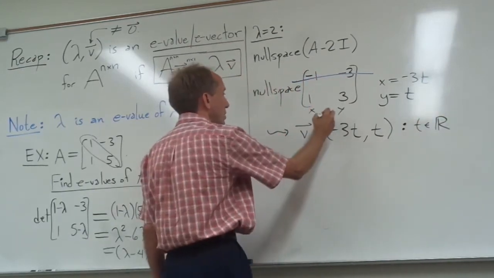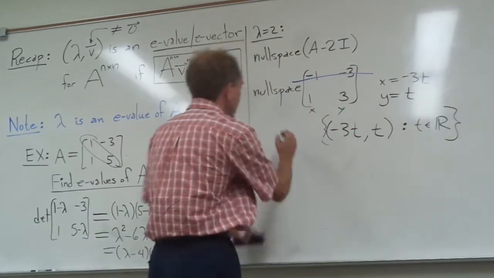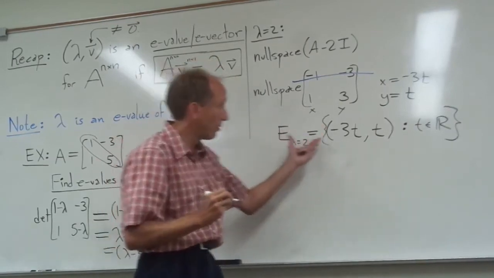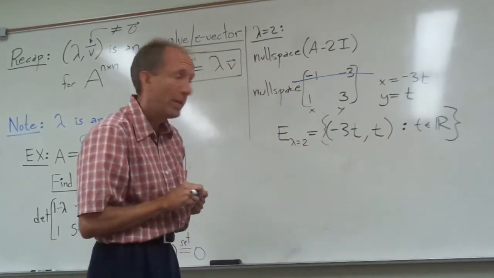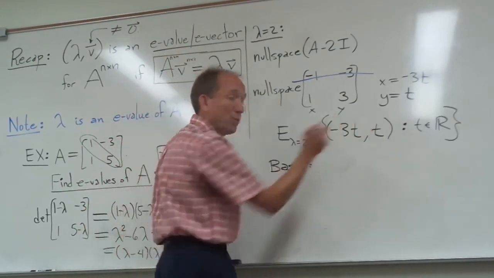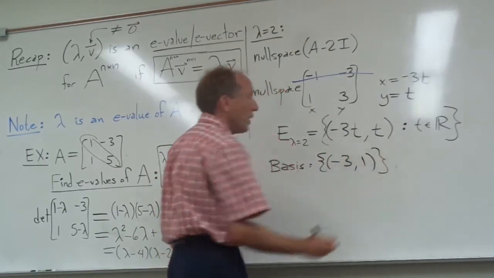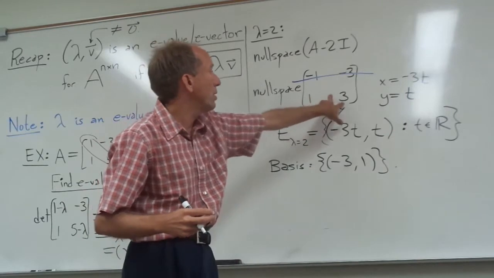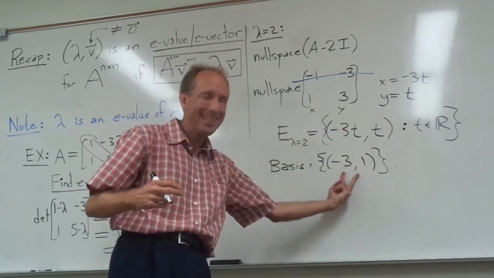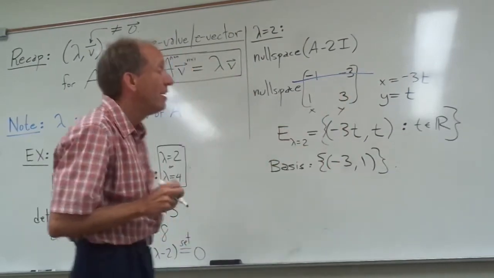Okay, so basically it's the set of, this is the eigenspace right here, E sub lambda equals 2. That eigenspace is literally just those vectors right there. If I want a basis, all I have to do is bust out the t, and I get negative 3 and 1. The thing I want you to notice is essentially the 1 and the 3, look what happened. We switch their positions. The 3 and the 1 get swapped, and we change the sign of one of those two positions.